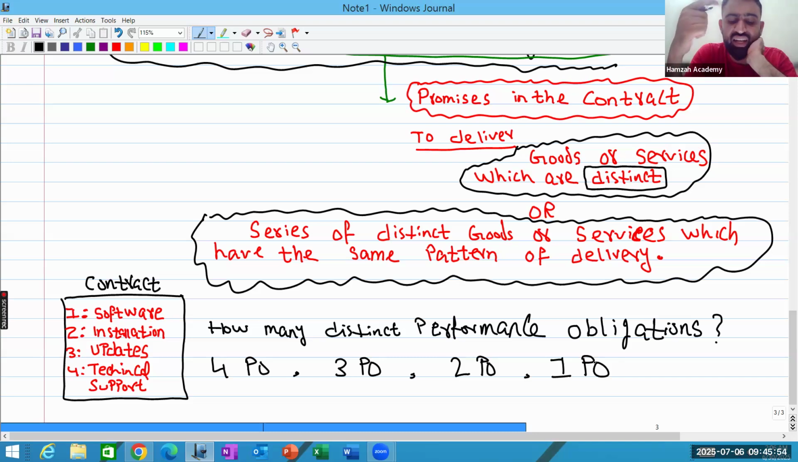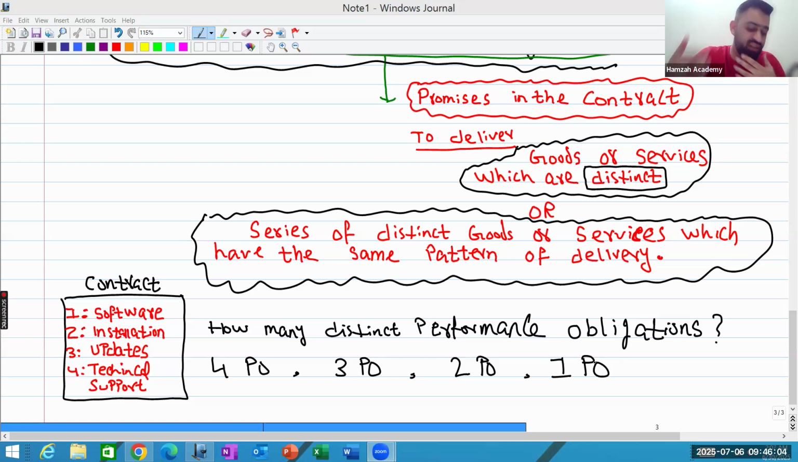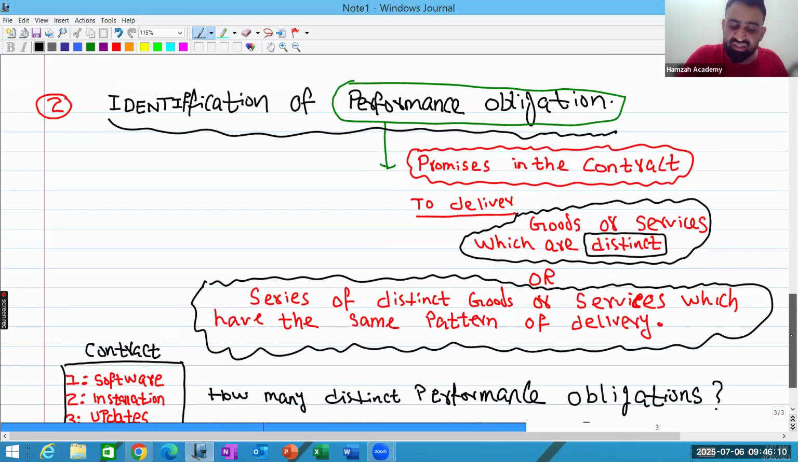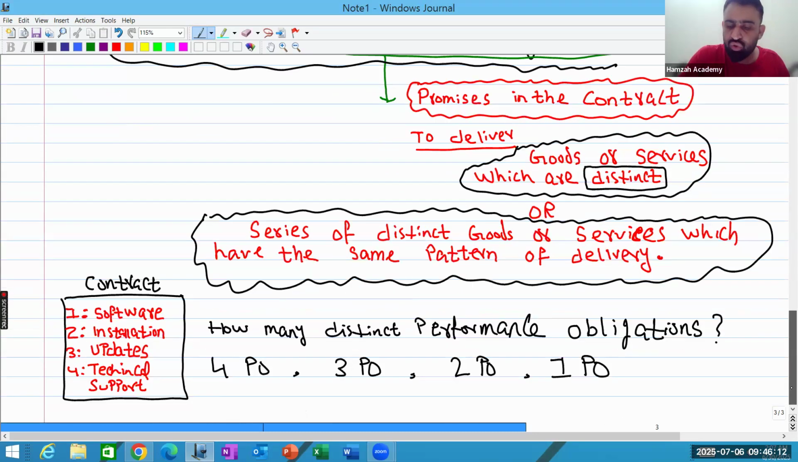So that thing needs to be determined in step number 2, that is, how many performance obligations we have in a contract. Now, how we will determine it, I will talk about later on, but that would be the step number 2, to identify the performance obligations in a contract.